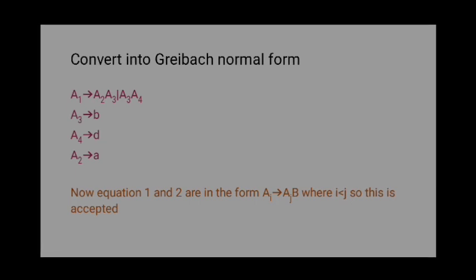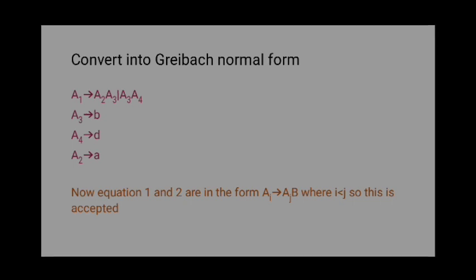But still, these two productions are not in Greibach normal form. That means the Greibach normal form should always start with a terminal. It should not start with a non-terminal. So A2 is a non-terminal and A3 is also a non-terminal. So it is starting with a non-terminal.